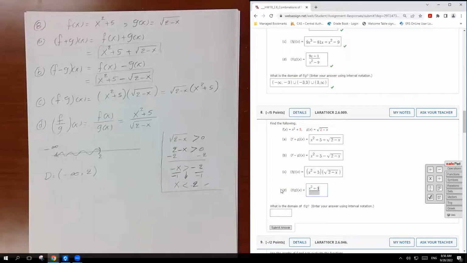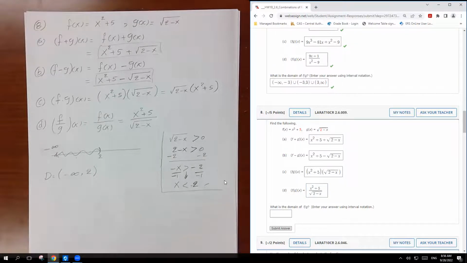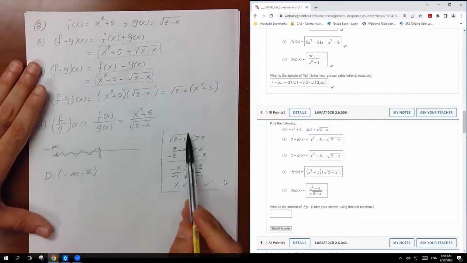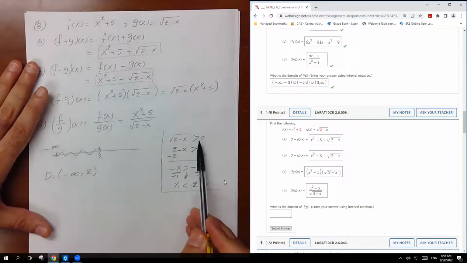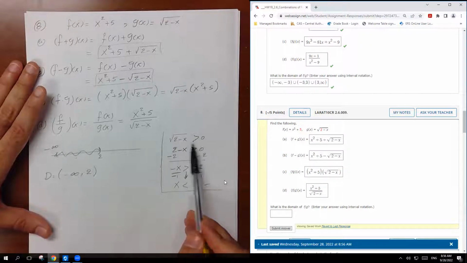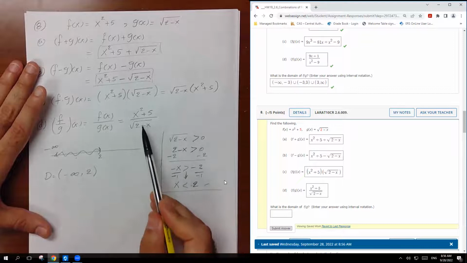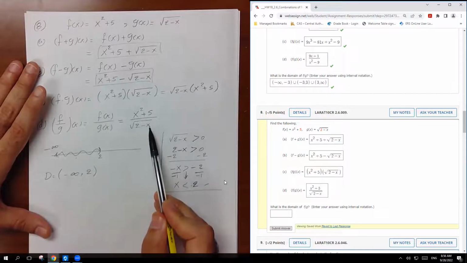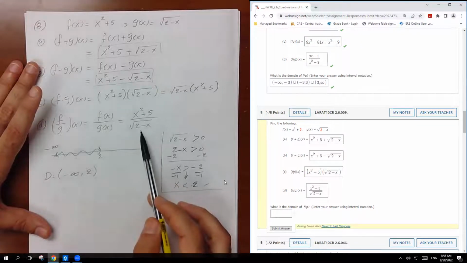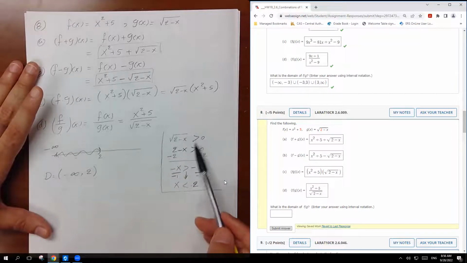The record for this one is over the square root of 2 minus x. And again, for the domain, take everything under the root greater than 0. We can't include the equal sign. Why? Because if I say equal to 2, that means when you plug in 2 here, 2 minus 2 is going to be 0. Anything divided by 0 is going to be undefined. That's why I'm not going to include the 2.